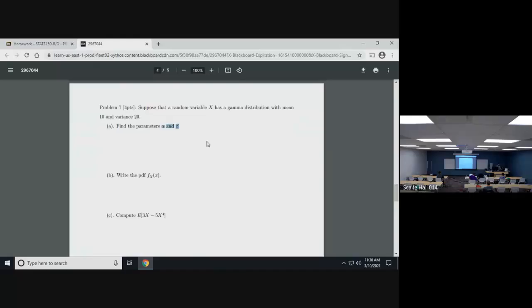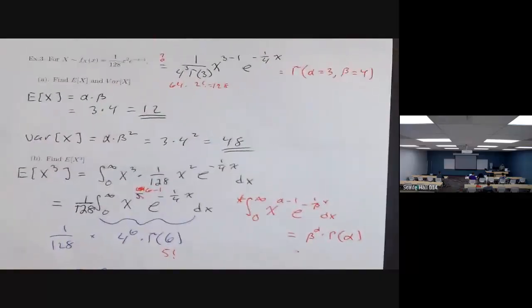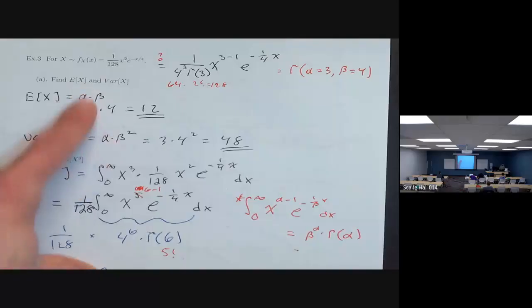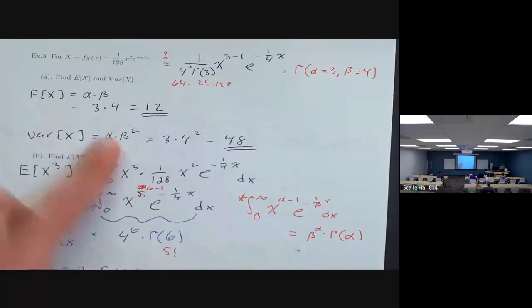So, clues. We can set up these 2 individual equations in terms of alpha beta and alpha beta squared, and try to solve for one parameter or the other. Okay?